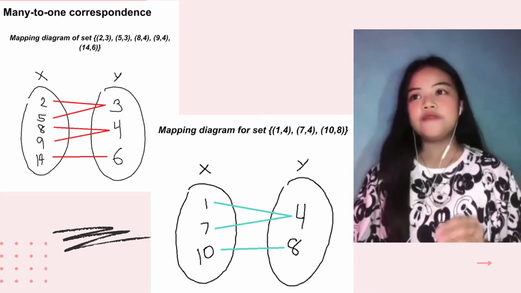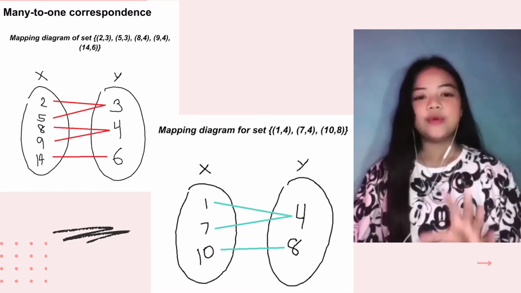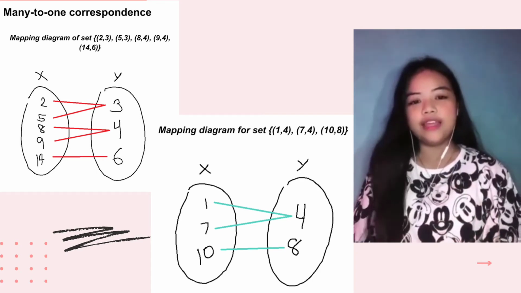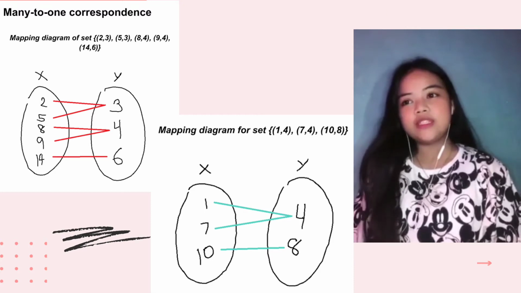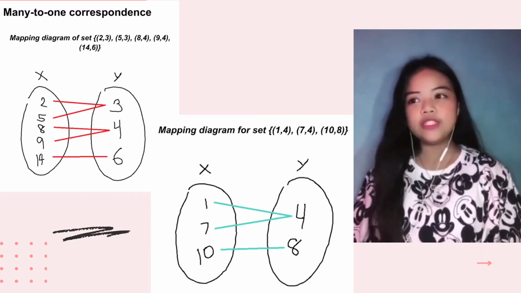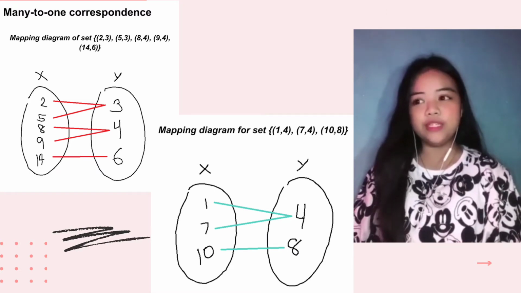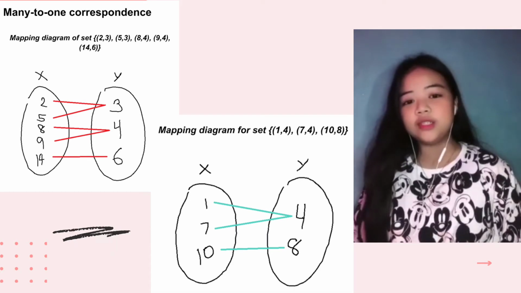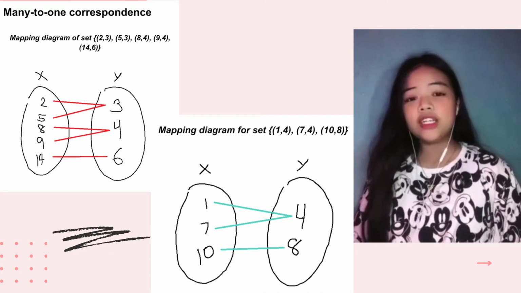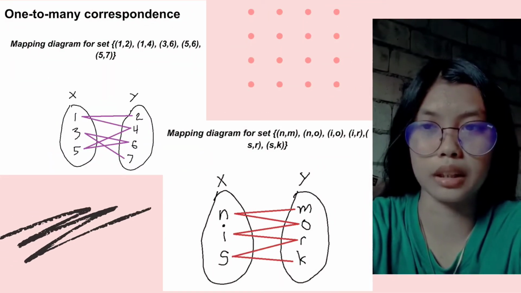Mapping diagram for the set 1 and 4, 7 and 4, 10 and 8. X: 1, 7, 10. Y: 4 and 8. As shown on the second diagram, inputs 1 and 7 both result in the output 4, with input 10 being paired with output 8. This relation is also considered a many-to-one relation because there are two x values that correspond to the y value.